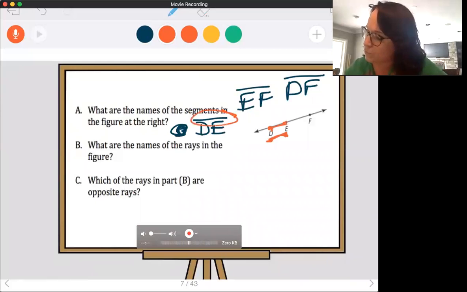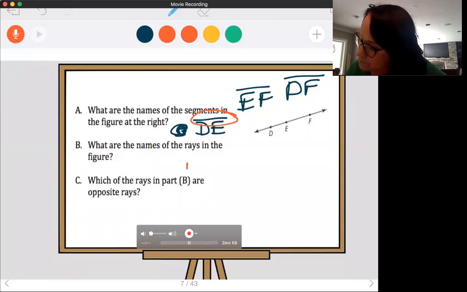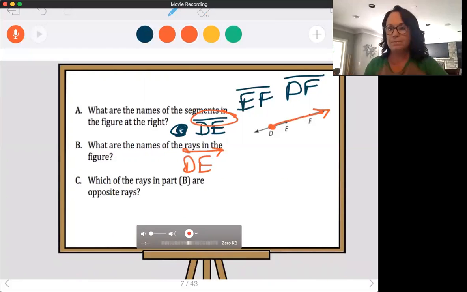What are the names of the rays? Now I'm not going to name all of them, but let's do ray DE. Now you might say, what's that one? That one starts at D, goes forever through E.